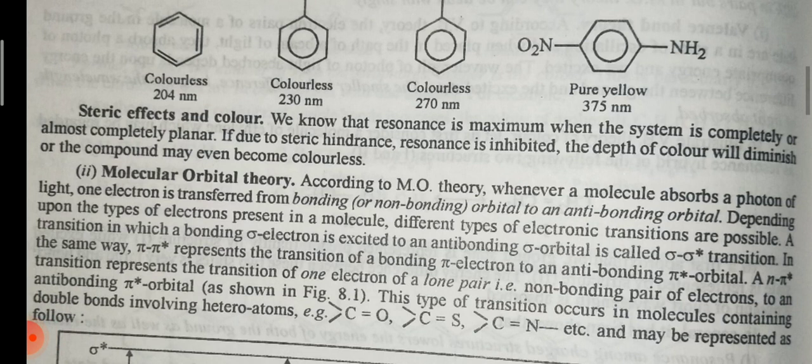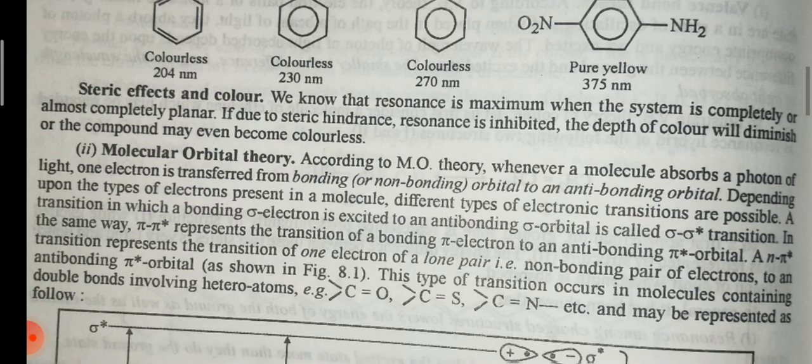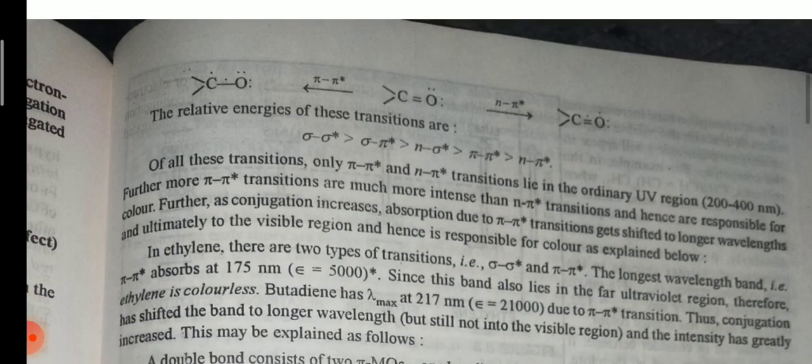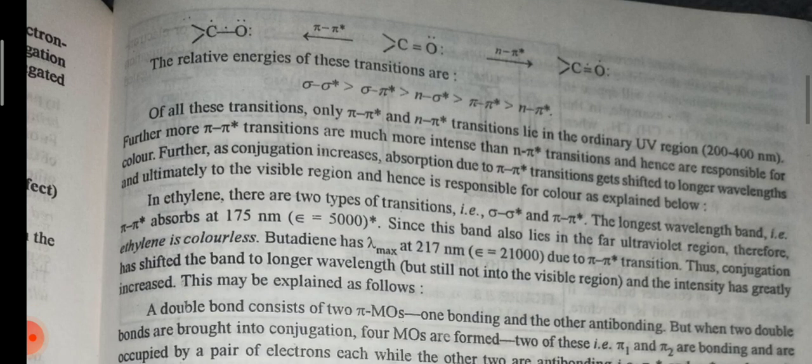An n to pi star transition represents transition of one electron of a lone pair, that is a non-bonding pair of electrons, to an anti-bonding pi star orbital. This type of transition occurs in molecules containing double bonds involving heteroatoms and may be represented as follows. The relative energies of these transitions are: sigma to sigma star greater than sigma to pi star greater than n to sigma star greater than pi to pi star greater than n to pi star.